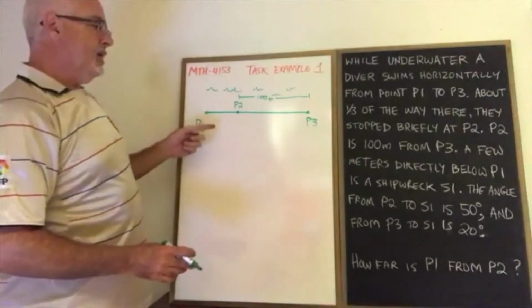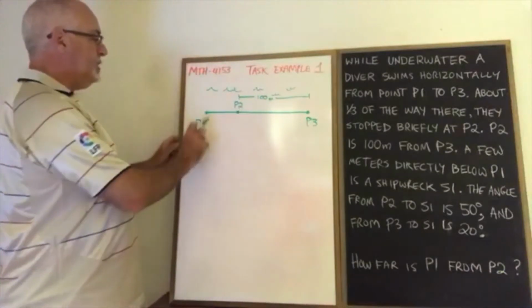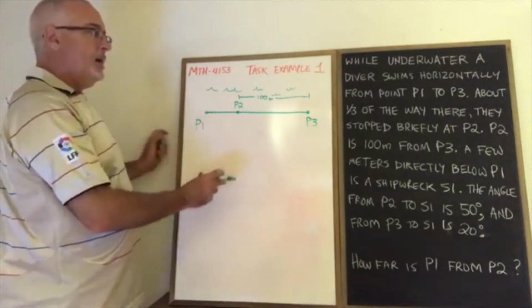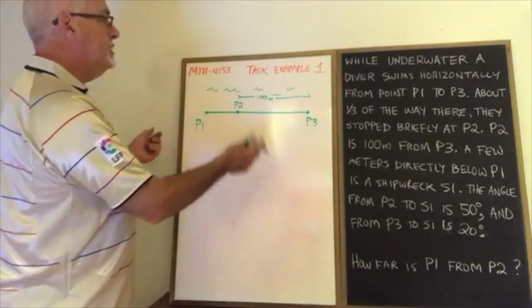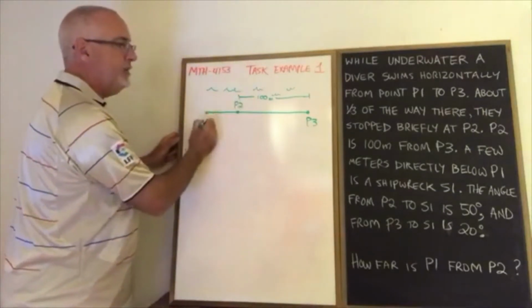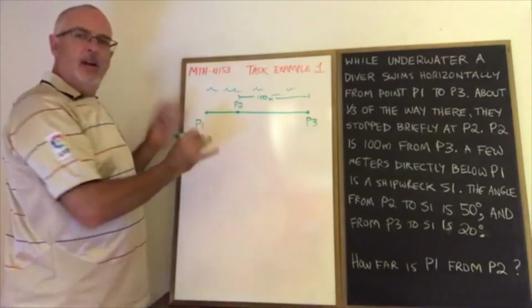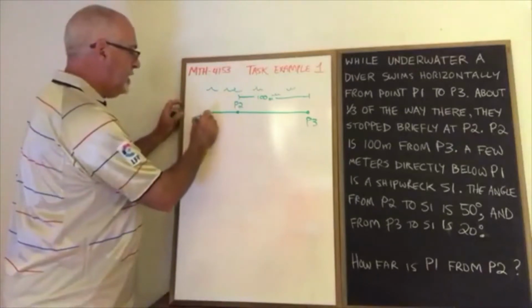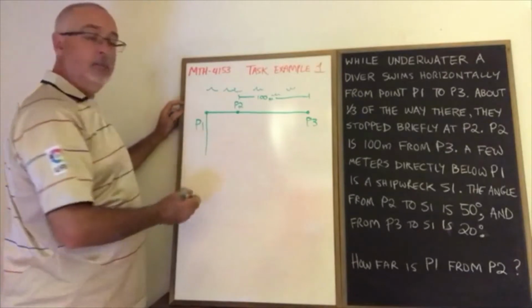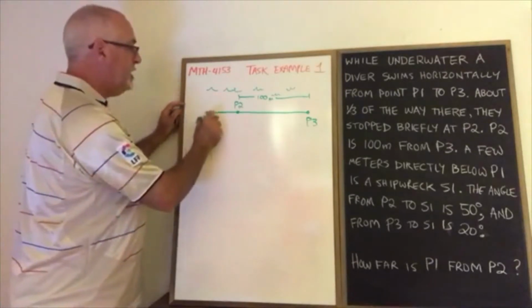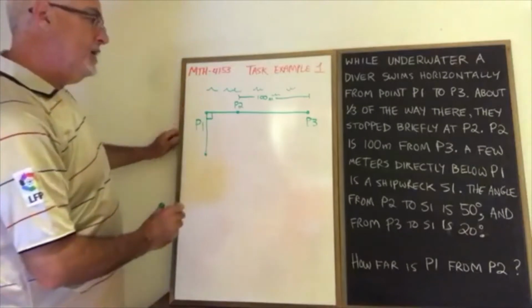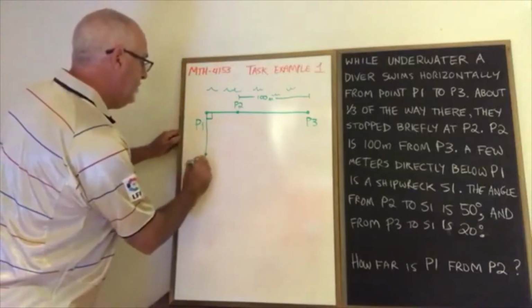A few meters directly below P1 is a shipwreck S1, so I'm going to put that down here, but I really don't know how far down. It's a few meters, so it could be just 3 or 4 meters. It would be very close. I'm just going to draw it in a way that I can see it. So I'll draw a line straight down from P1. Directly below means straight down, so I have created a right angle, and I'm going to label that the shipwreck S1.